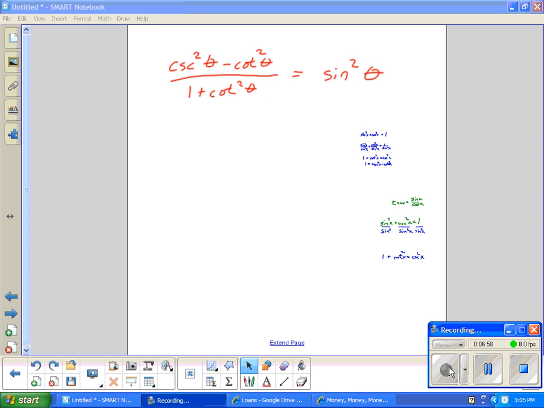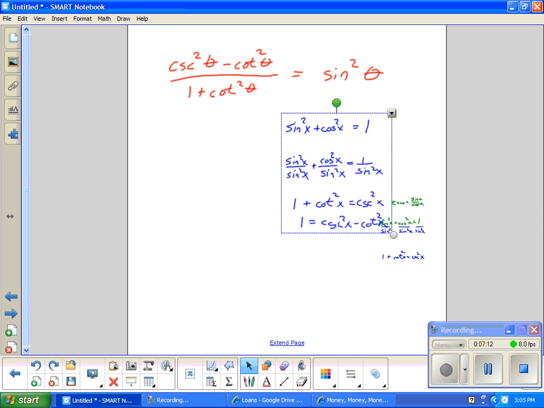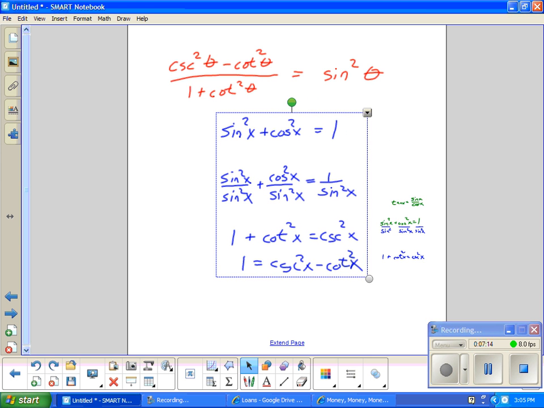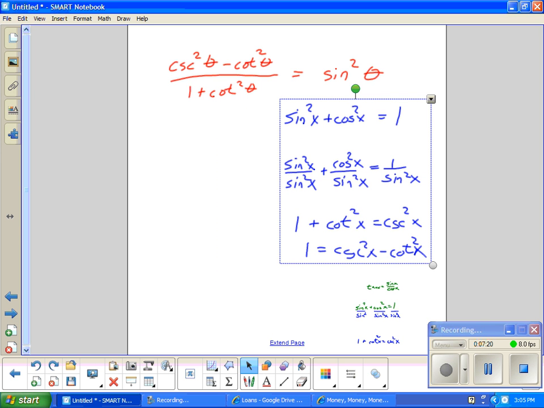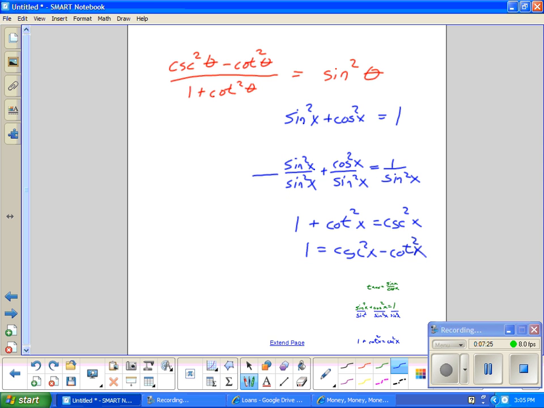Alright, so the last one today, again, kind of a squared mess. We got cosecant squared minus cotangent squared over 1 plus cotangent squared. Again, I'll deal with the numerator first. I see function squared, and you have to think of sine squared plus cosine squared equals 1. I know I want to get a cosecant squared, so I'm going to divide all 3 terms by sine squared, which I do here in this line. When I do that, I get 1 plus cotangent squared equals cosecant squared. Send cotangent squared packing. So cosecant squared minus cotangent squared, the numerator is 1.